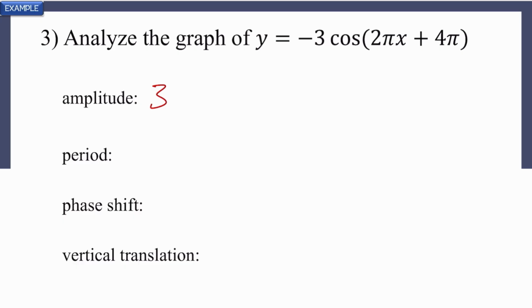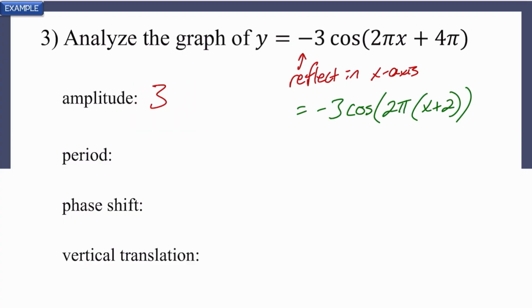The negative is going to make it reflect in the x-axis, but it does not affect amplitude. It's always going to be positive because it's a distance. The period is going to be 2 pi divided by 2 pi, so it's just 1.